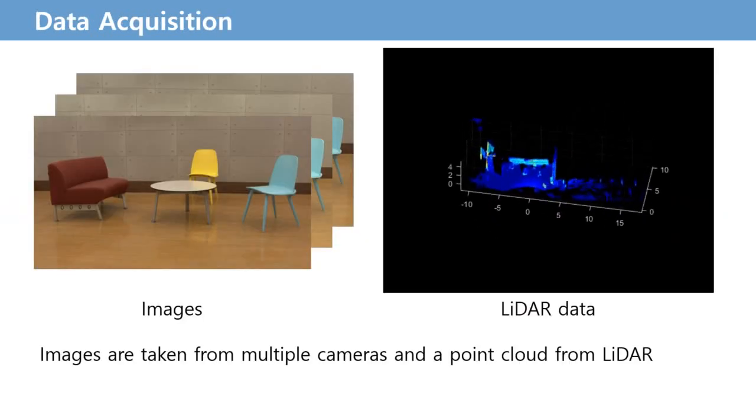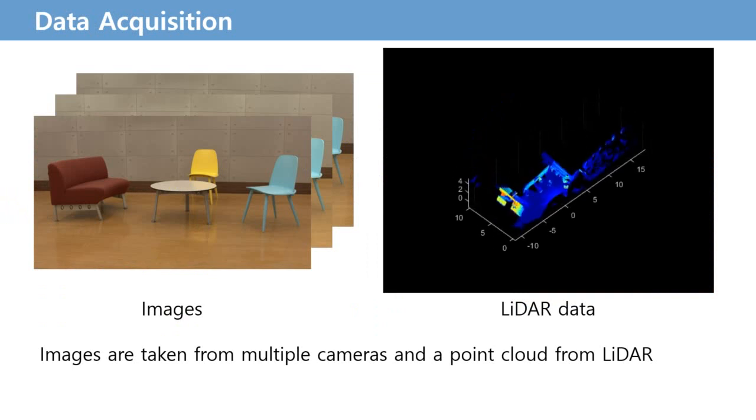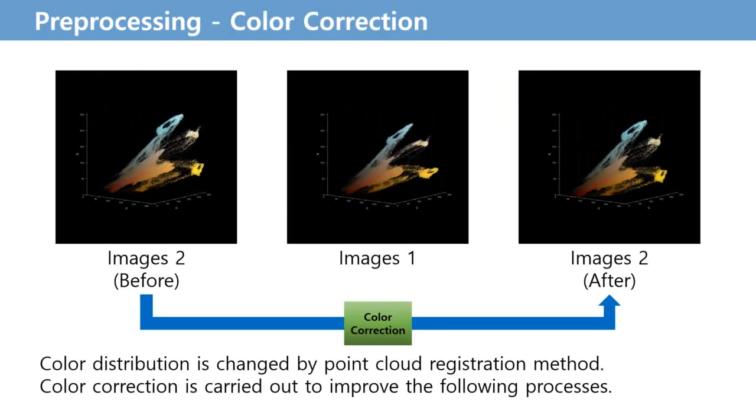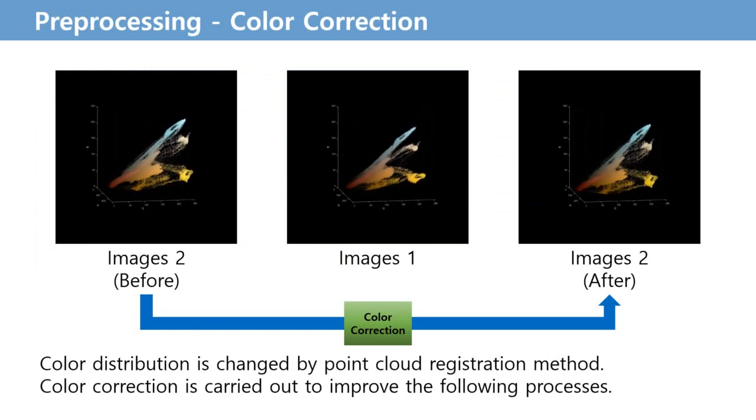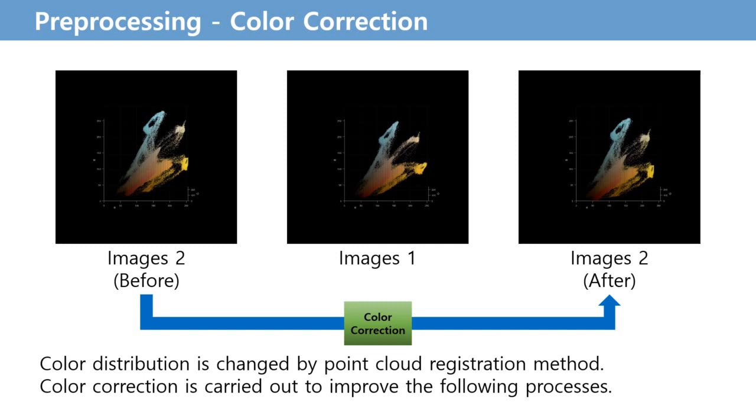First step is data acquisition. As mentioned before, 3 images were captured by 3 cameras and a 3D point cloud was captured by LiDAR. First step of pre-processing is color correction. The color distribution of image 2 is transformed by CPD registration to the color distribution of image 1. With this step, performance of the following process was improved.